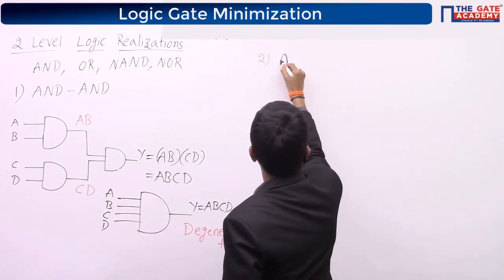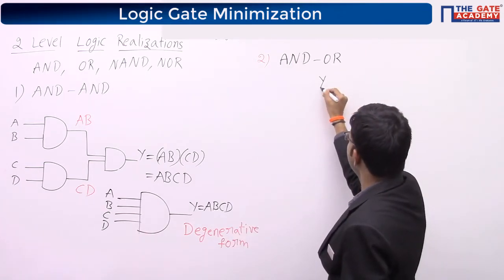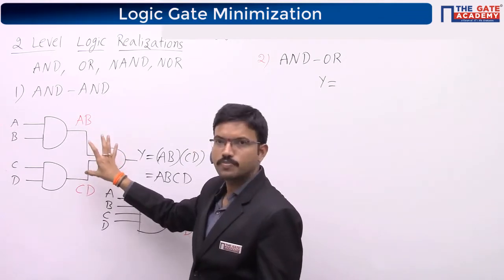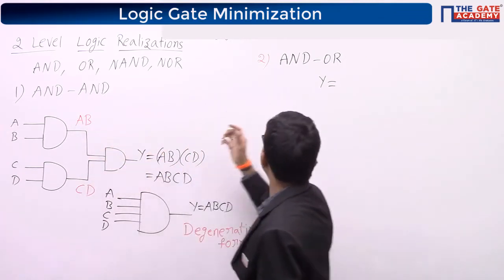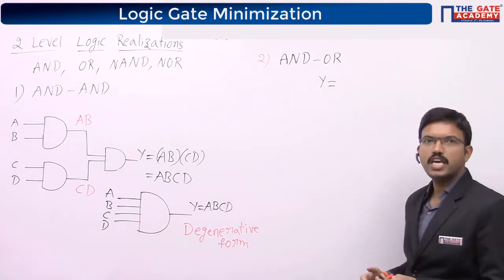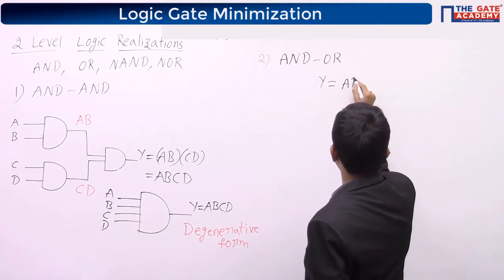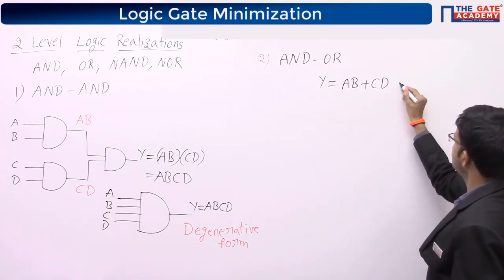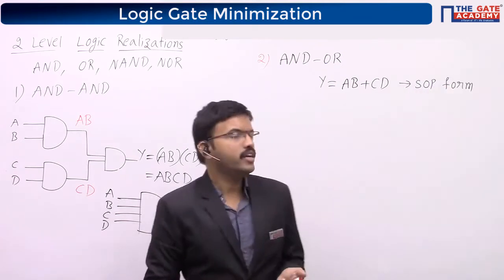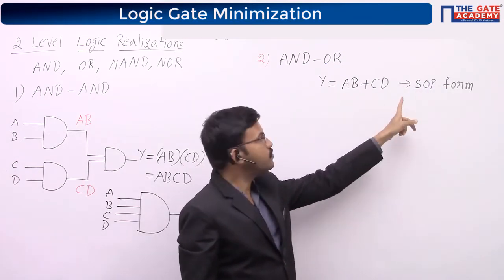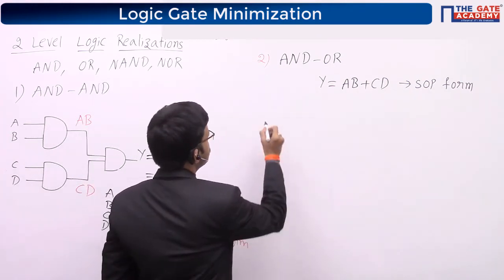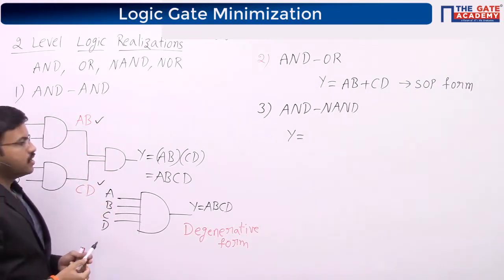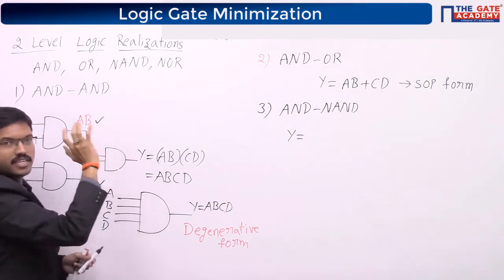Second one, AND OR. Here output will be Y equal to, see, at the first stage we got AB, CD as the outputs. In the second stage, in the place of AND gate, assume OR gate. Here output is AB plus CD. Correct. Y equal to AB plus CD. Here if you observe, I am having product terms summed together. This means SOP form, sum of products. Here I am having 2 product terms summed together. That means SOP form. Next, third one, AND NAND. Here first stage I am getting AB and CD. In the second stage, in the place of AND, treat NAND gate.